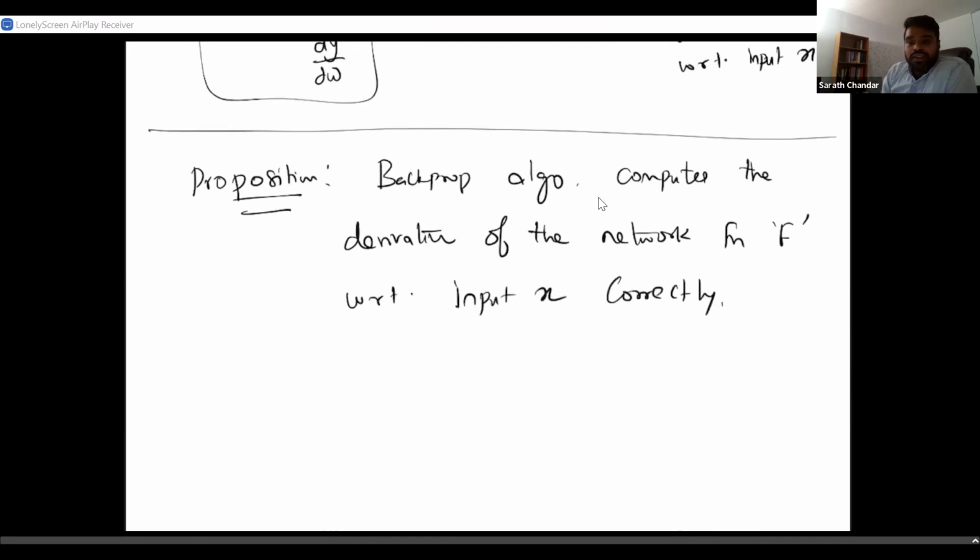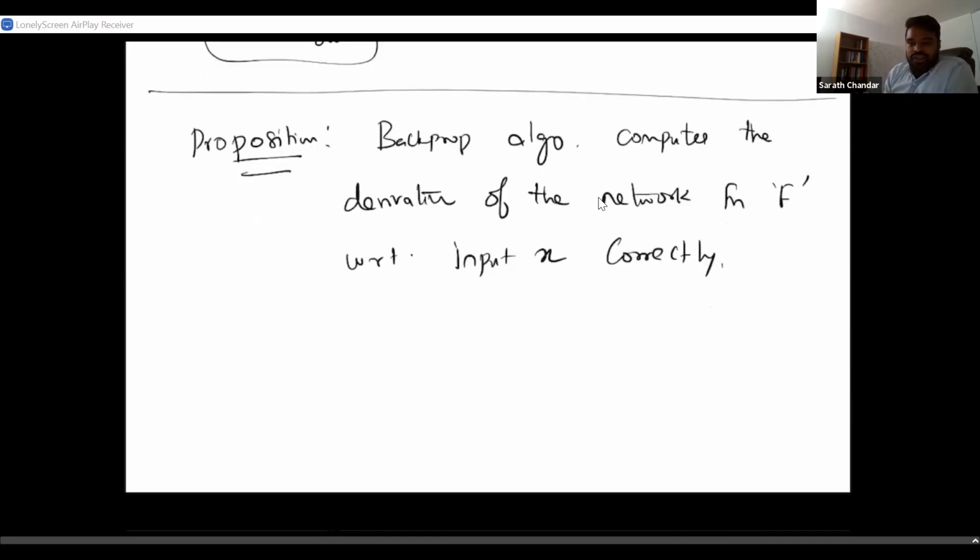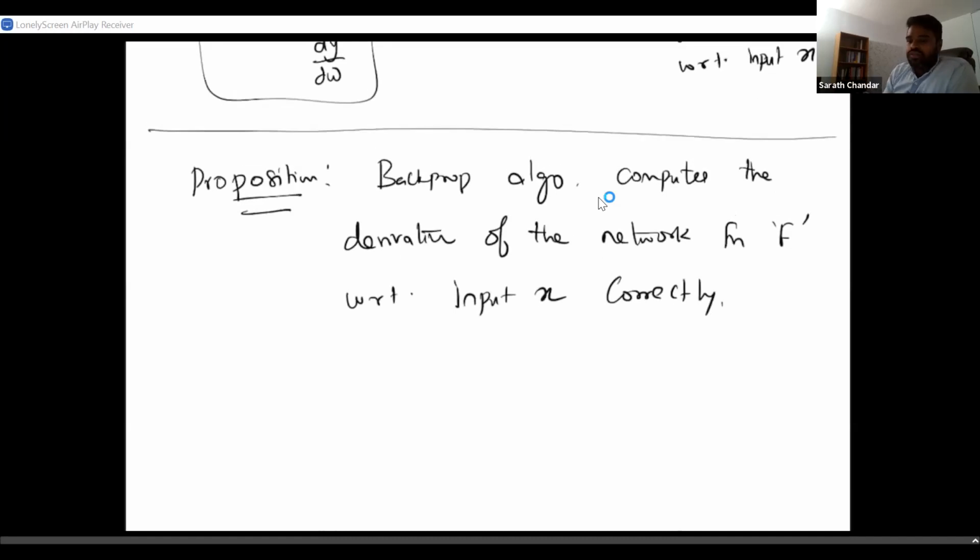Okay, this is important because the way in which I explain this algorithm, it is a general algorithm, right? It is not dependent on any architecture that we have. So you could have any type of neural network architecture, any type of network, and the backprop algorithm is going to compute the gradients correctly. Okay, so how are we going to prove this?